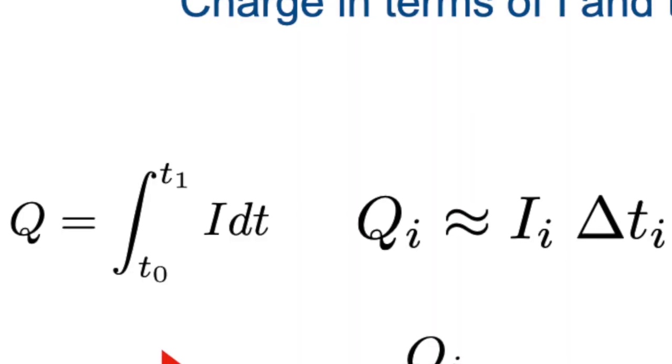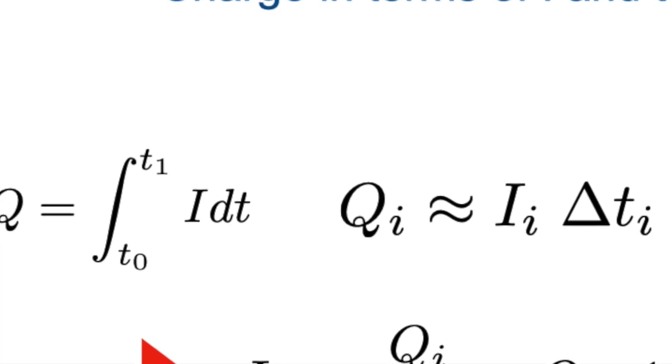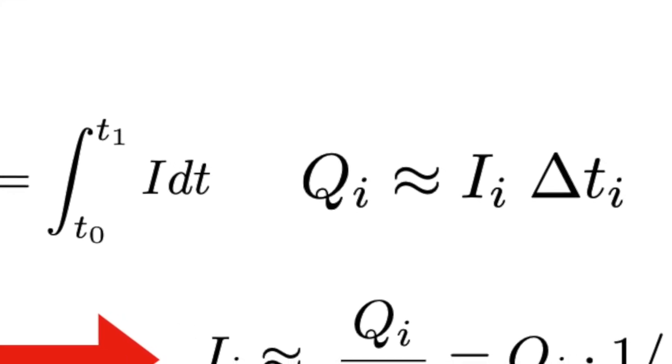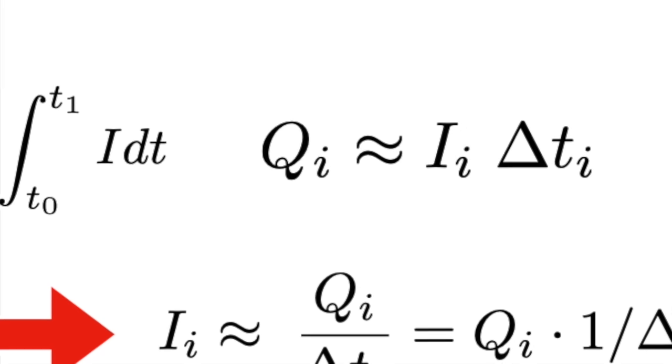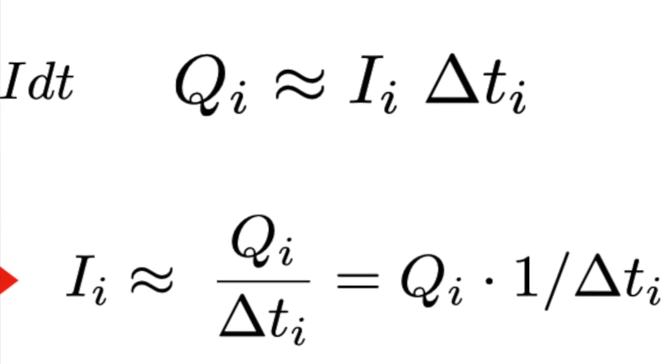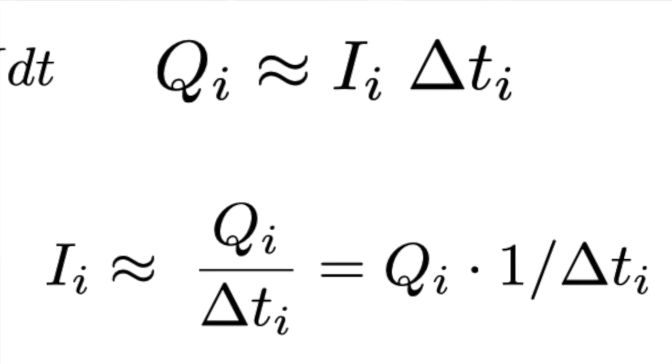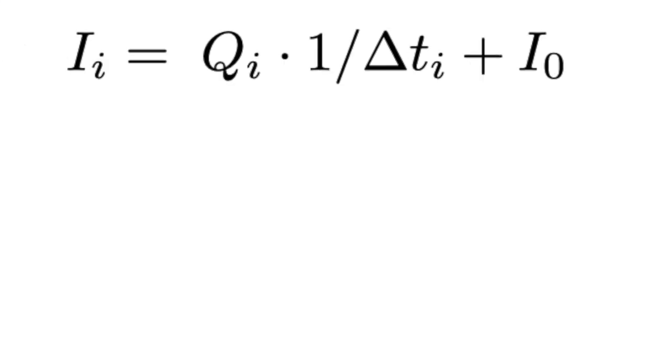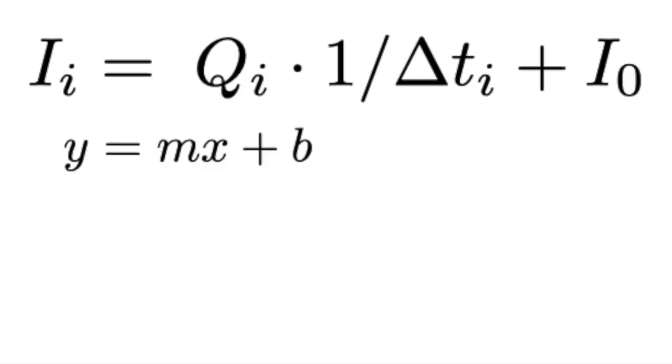And so if we rewrite that equation, if we have current equals the charge over delta t, then we can also write it very explicitly as charge times 1 over delta t. And now, hopefully, you can see where this is headed. I even added in an I0 here. And why would I do that? Because I'm trying to reformulate the physical equation that describes the behavior of interest to something like a straight line. y equals mx plus b.